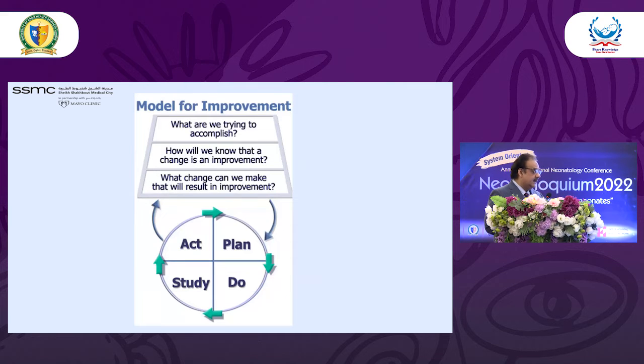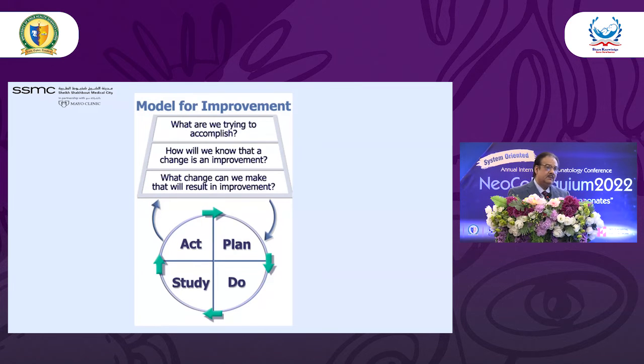This is my last slide. You have to have, as I said in the beginning, a PI project. How to develop a PI project? PI means performance improvement project. What are we trying to accomplish, how will we know that a change is an improvement, and what change can we make that will result in improvement.